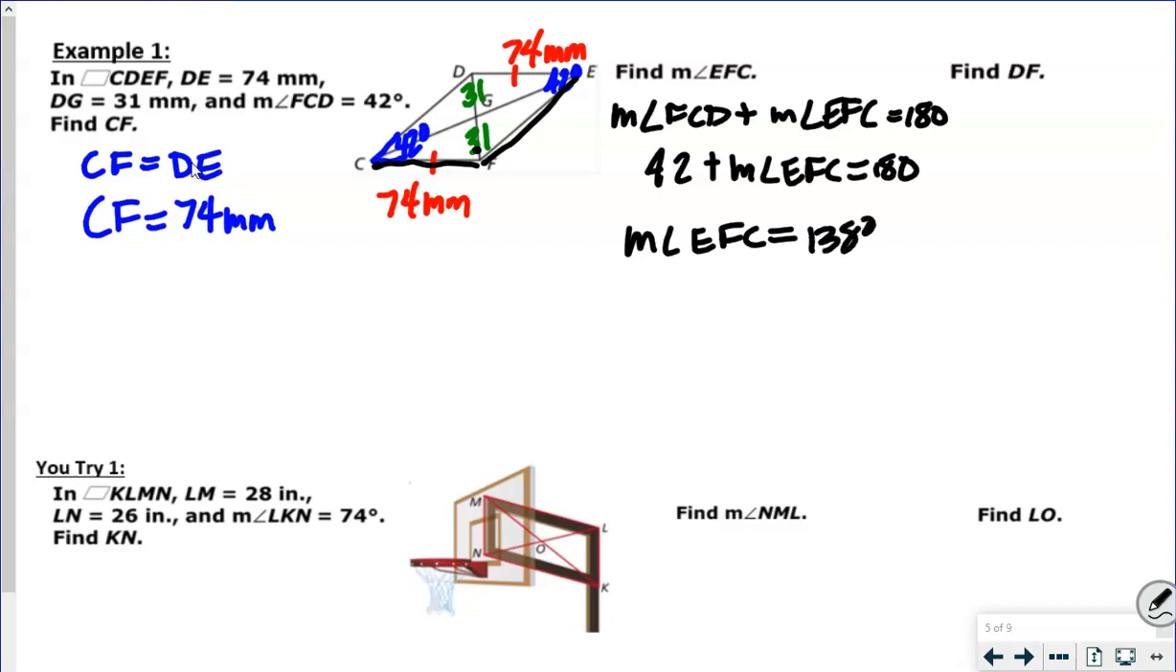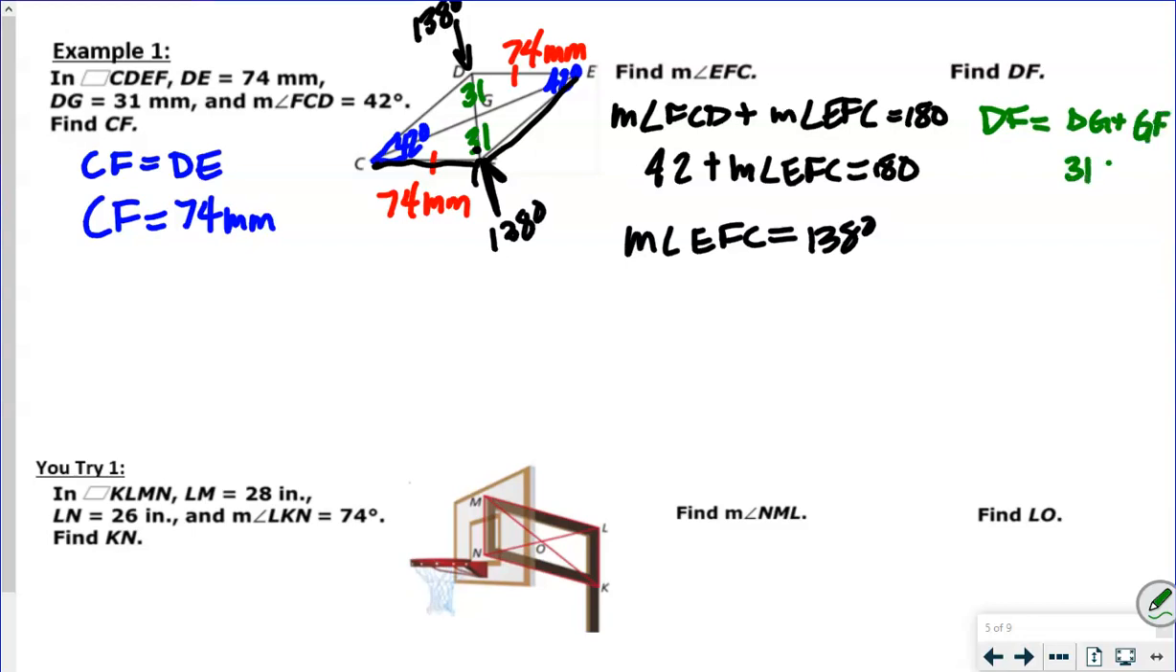Which means if this angle right here is 138, then that angle up there also is 138, right? Because they're opposite angles. Then it says find DF. Well, when we talked about this one a minute ago, we saw that DG was 31 and GF was 31. So DF is going to be equal to DG plus GF, right?